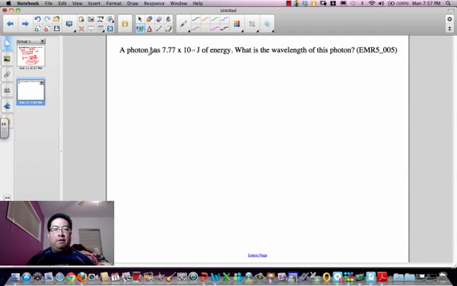Here we have a photon, we have joules of energy, and we want to know the wavelength. Now, before we start, let's think about what equations we have to work with, and we can come up with a strategy to solve if you don't know that already.